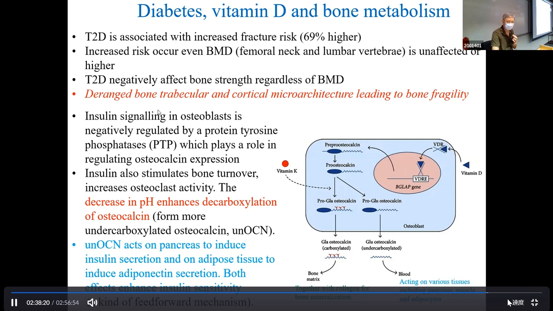Now, let's focus on this diagram first. Don't worry about the wordings. So this is the osteoblast. What is the osteoblast? The cell that makes the bone. So you have vitamin D, add on it, so that you have the calcium, and then you have vitamin K for what? For carboxylation, to make carboxylated osteocalcin, right?